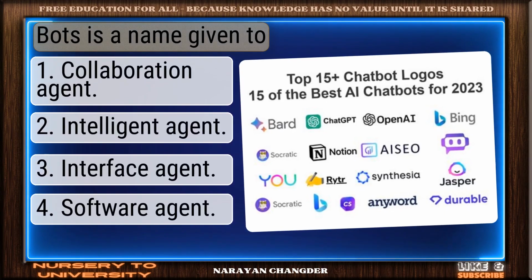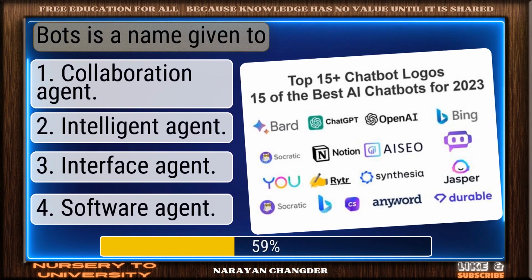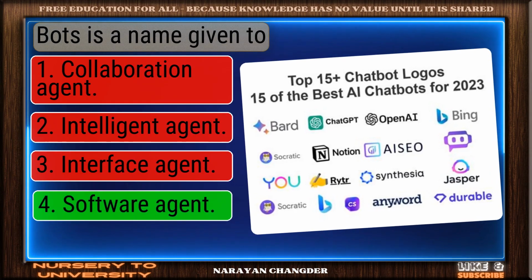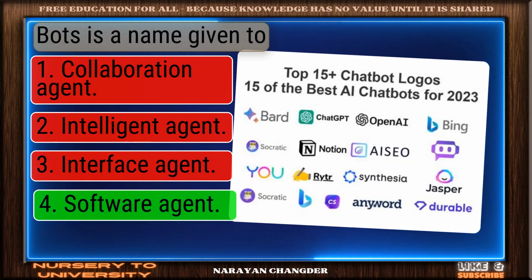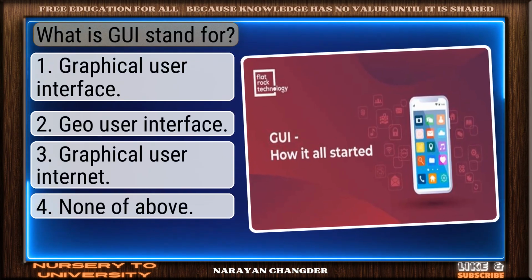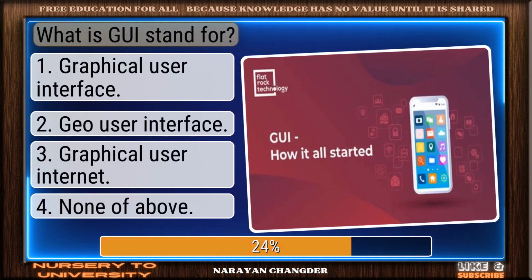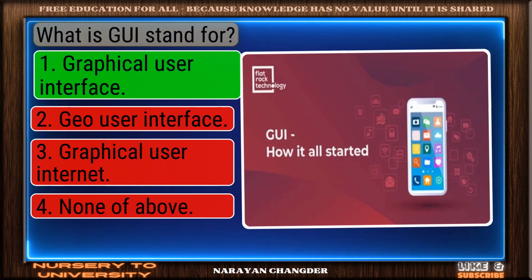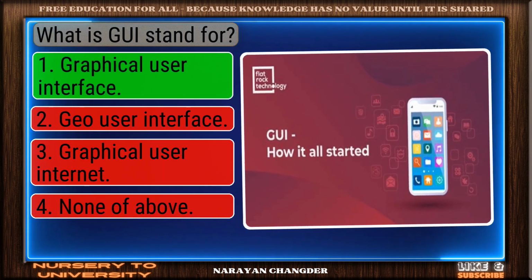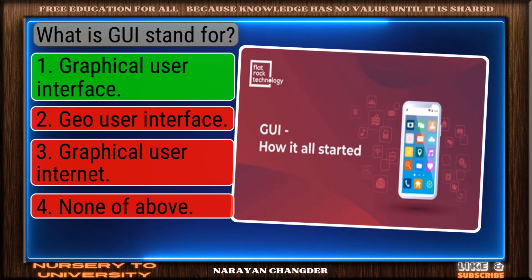Bots is a name given to. On track. Software agent is the correct answer. What does GUI stand for? Good thinking. Graphical user interface is the right answer.